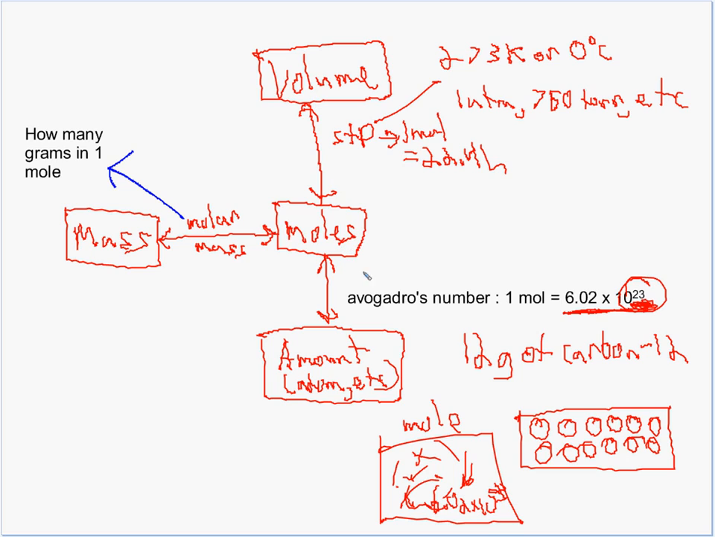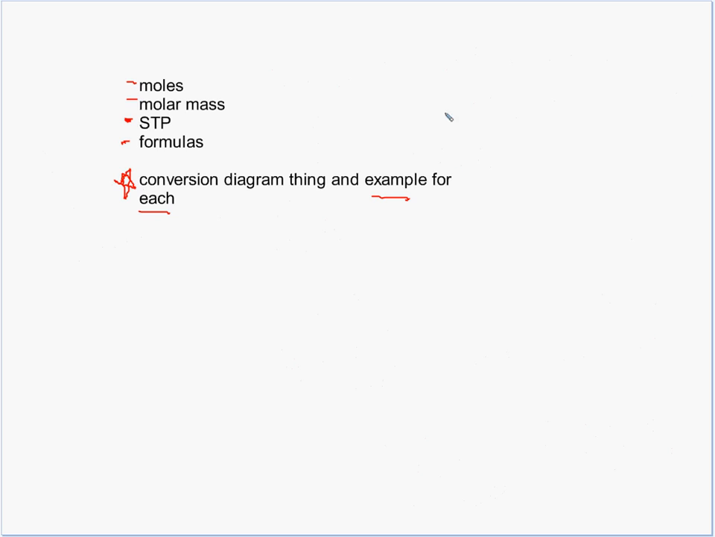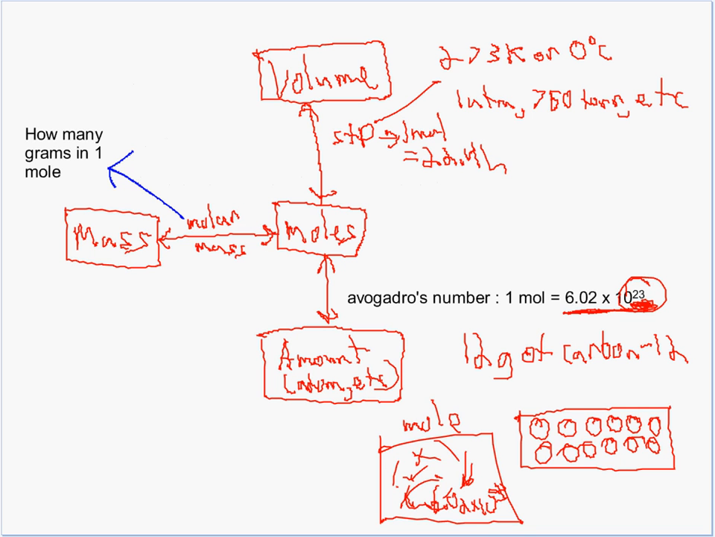Okay, so we talked about moles, talked about particles. I don't think we've talked about formulas at all. We've talked moles, molar mass, formulas, and we haven't done any examples. So let's look at a formula right now. So let's look at an example of a formula. Here's one you've seen before, magnesium nitride.